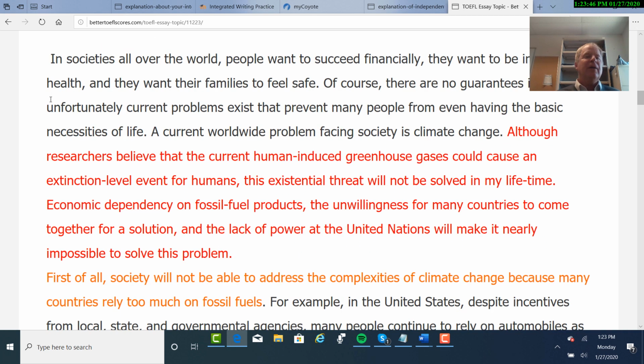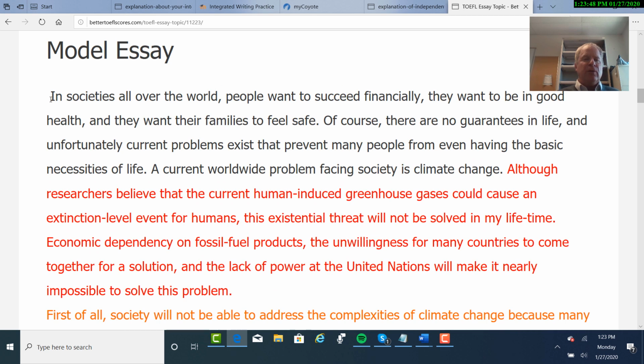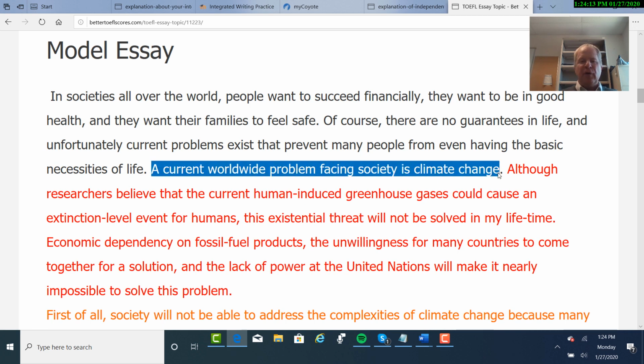Okay, here's our introduction. In societies all over the world, people want us to succeed financially. They want to be in good health, and they want their families to feel safe. Of course, there are no guarantees in life, and unfortunately, current problems exist that prevent many people from even having the basic necessities of life. A current worldwide problem facing society is climate change. So do you see my focus? This is where I'm going to focus.